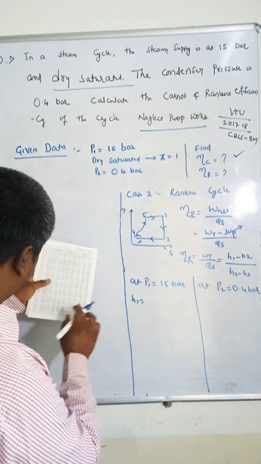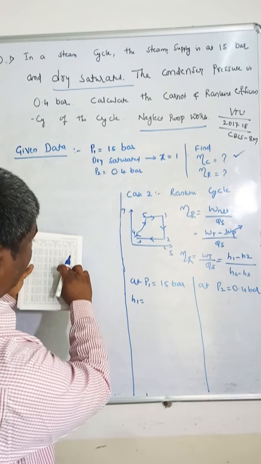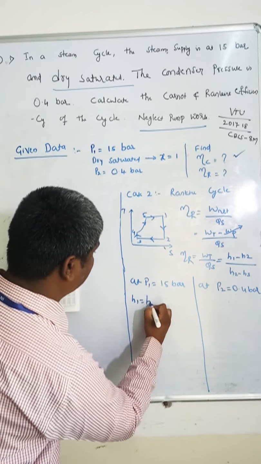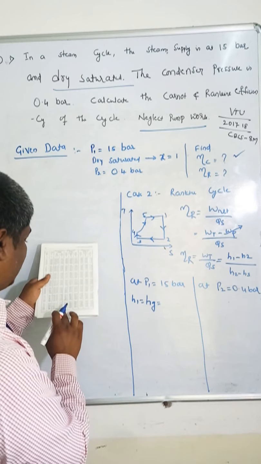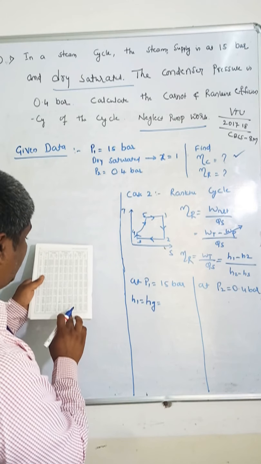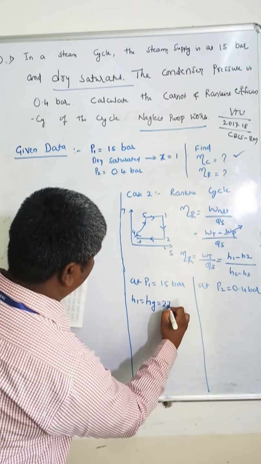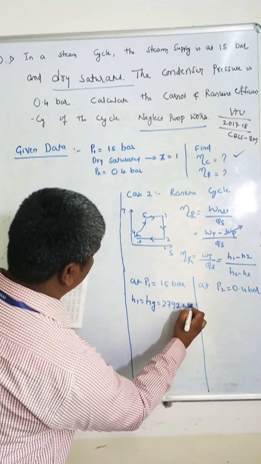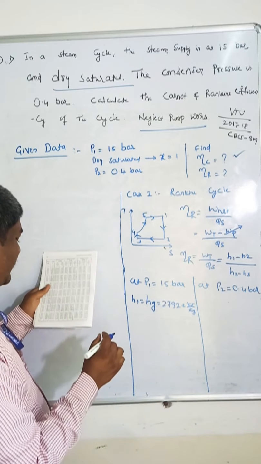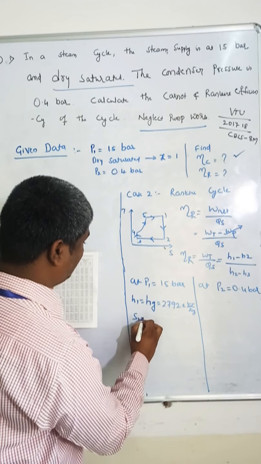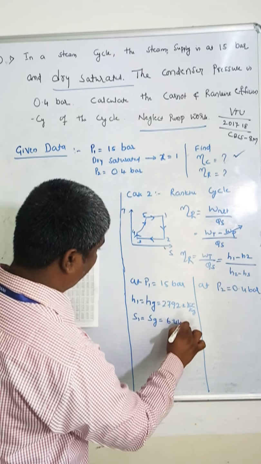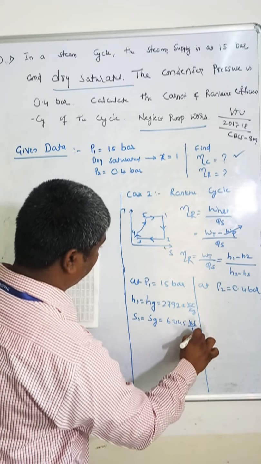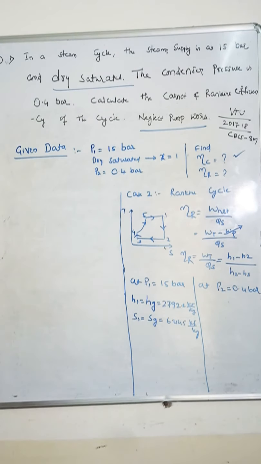At 15 bar, H1 is how much? H1 is equal to Hg directly, because it is dry steam and there is no value of X here. So Hg is 2792.2 kilojoules per kg. All of you are getting it or not? You just check. Similarly, S1 is equal to Sg, 6.445 kilojoules per kg. So these two values are sufficient, I think.